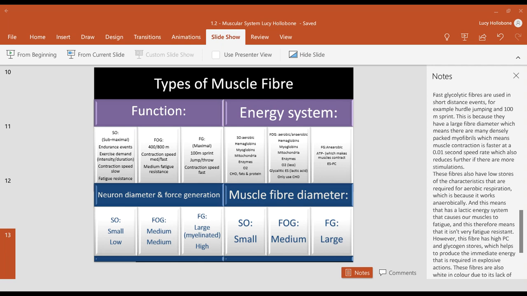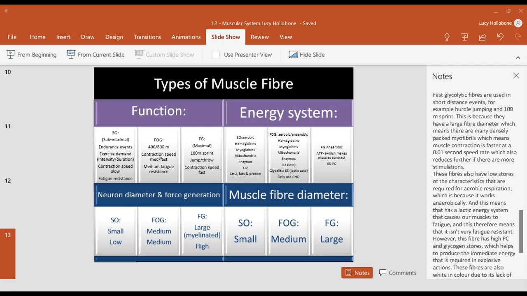Now, these fibers also have low stores of the characteristics that are required for aerobic respiration, which is because it works anaerobically, and this means that it has a lactic energy system that causes our muscles to fatigue, and this therefore means that it isn't very fatigue resistant.